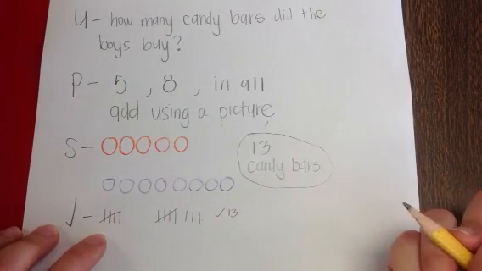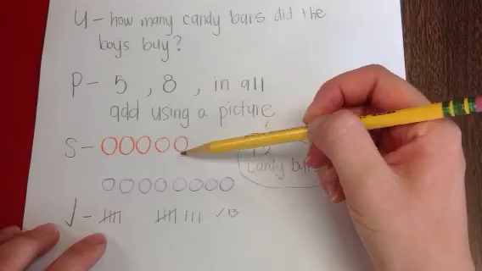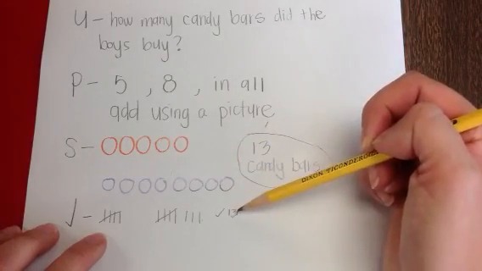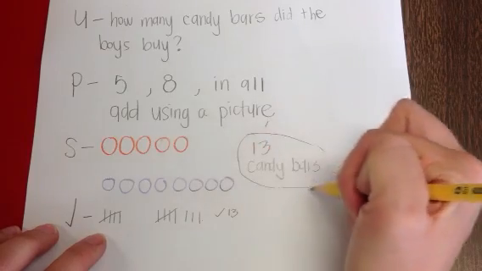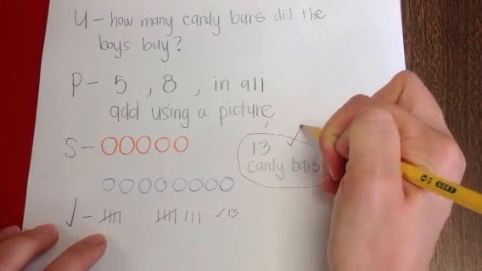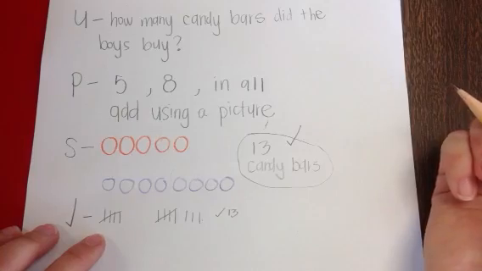Okay? Is my answer reasonable? Does it make sense that 5 and 8 together could make 13? Yeah, that makes sense. So once I'm done checking, I'm going to go back to my circled answer and I'm going to put a check mark. And that's how you go through UPS check.